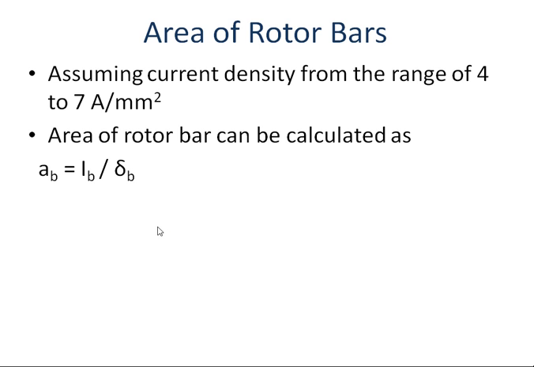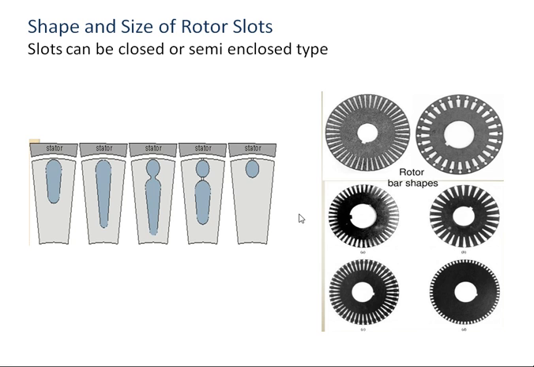The area of the slot definitely will be greater than the area of the bar if we are assuming that we are using one bar in one slot. So definitely the area of the bar will be smaller as compared to the area of the rotor slot. So the area of the rotor slot will incorporate some amount of insulation. So the area of slot can be calculated by using the space factor for the rotor slots.